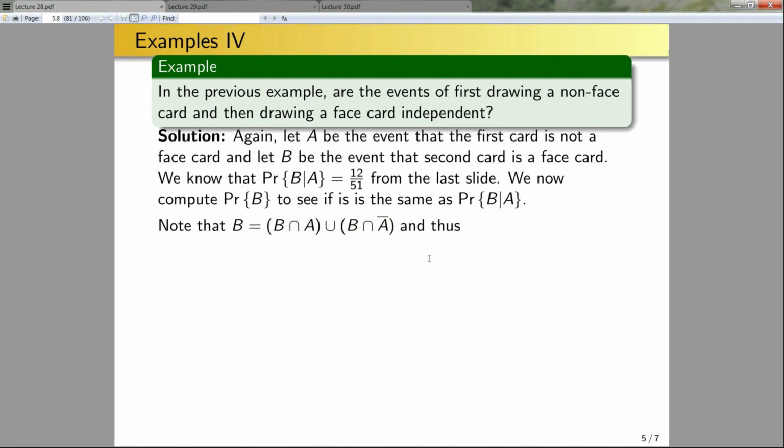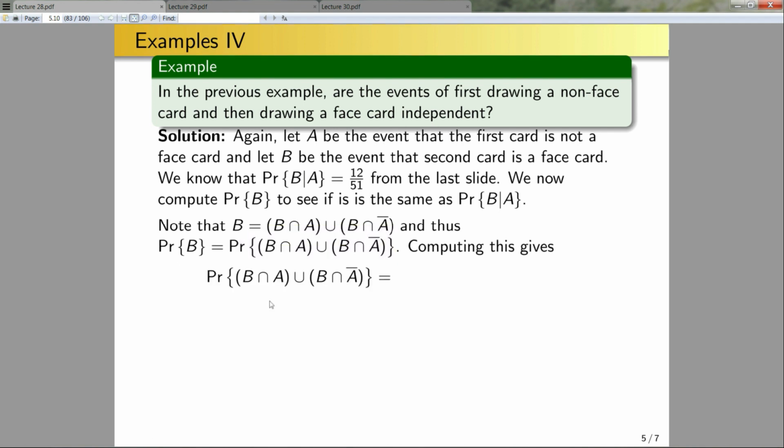Okay, so since B is equal to this, I know that the probability of B is the probability of this thing here. It's the same set, so I can replace that. So computing this gives me that the probability of this union, again, these are mutually exclusive basically by definition of the complement. So this is simply going to be equal to the probability of this event plus the probability of this event, and this is coming from axiom 3. So now I know that these events of picking cards are uniformly distributed, so I can compute these probabilities here by invoking the uniform distribution.